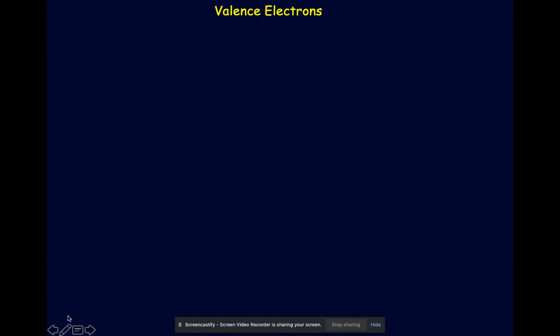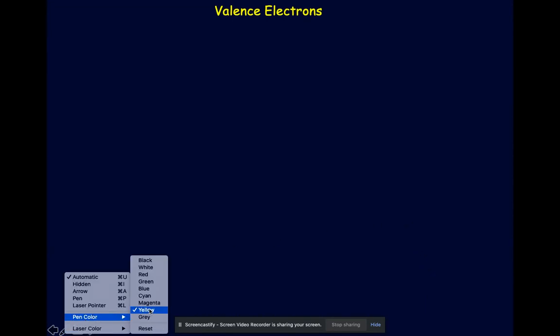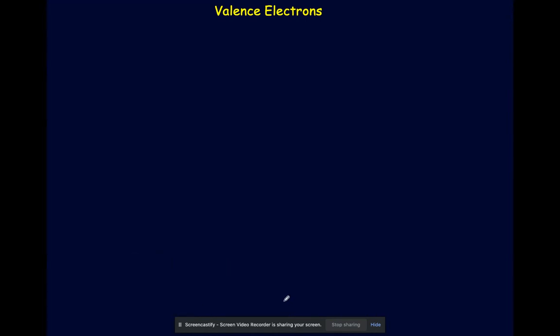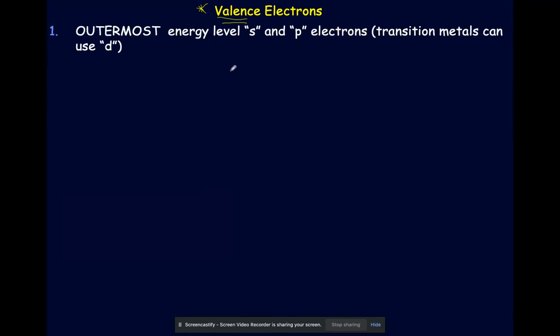Last thing, and this is probably the most important thing. We're going to make this a little bit easier, believe it or not. Things are going to get easier here. And the key is something called a valence electron. Valence electrons are super, super, super important. In fact, these are the most important electrons you'll have in this unit. First of all, what they are: the outermost, and I use the word outermost, really important, the outermost energy level S and P electrons.